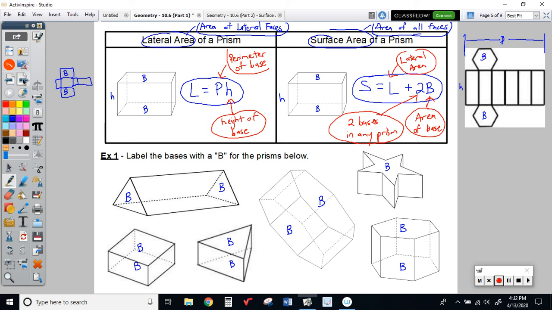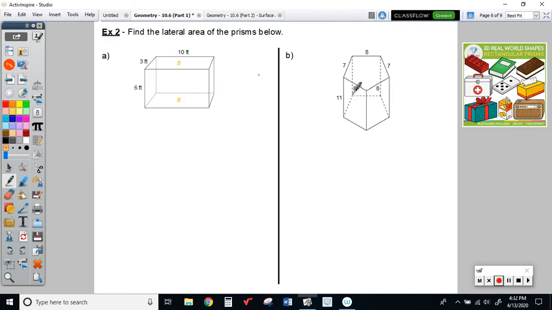But let's take a look then, assuming that we've got this down. Looking at these now, let's use the formulas we just learned and plug in some numbers to find out what these values would be. So on example 2, part A, find the lateral area. It's just saying lateral area, not surface area. So we are going to exclude the bases. We aren't going to include those.